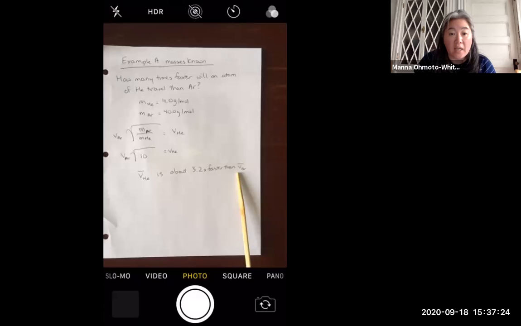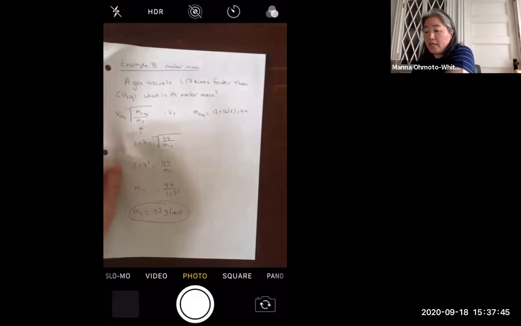So on average, your regular helium particle will be traveling 3.2 times faster than the average argon particle. If I increase the temperature of both of those containers, as long as the temperatures are the same, both the helium particles and the argon particles will be moving faster, but still, on average, the velocity of the helium particles will be 3.2 times faster than the velocity of the argon particles. It's a proportion.